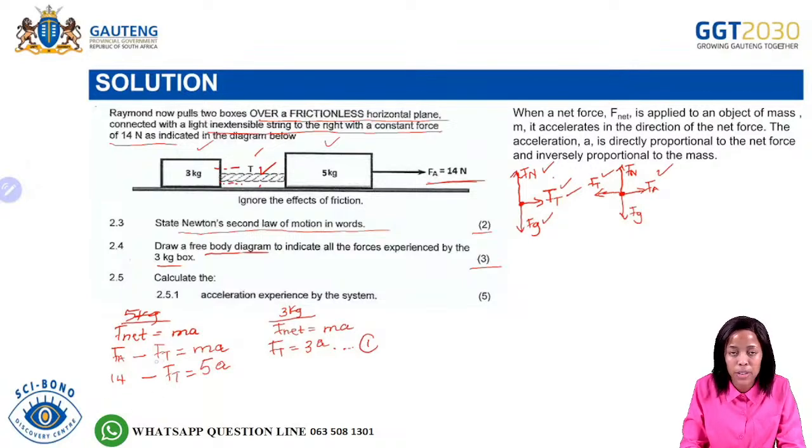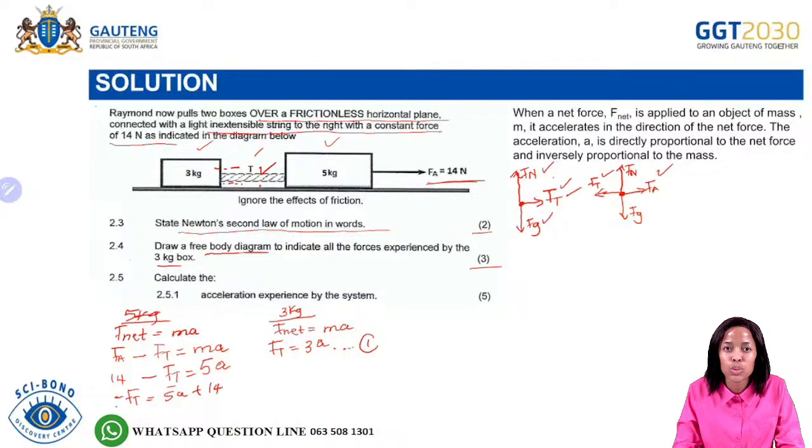And then with the 5 kilogram block, we further need to solve so that we have the tension as the subject of the formula. So how do we make tension the subject of the formula? We will then have negative Ft is equal to 5A plus 14. So from there we can see that we have a negative tension. It will be difficult to do the calculations if we have a negative tension, so we need to make it positive.